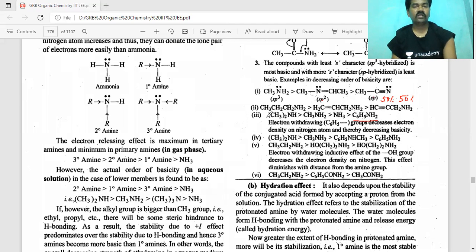First of all, CH3, two alkyl groups are present. Two alkyl groups means two electron releasing groups. More electrons present on nitrogen means more donation, and more donation means stronger basic nature. So first is this one, then the second and the third one, and the least is this one. Because here a methyl group is present, but here no methyl group, only a phenyl group is present.